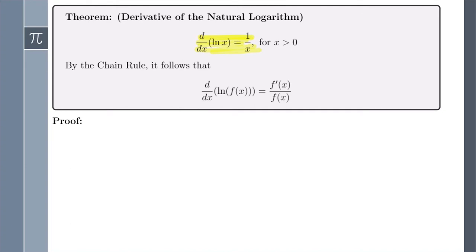Or if there is a composition of natural log of x and another function f of x. So if we have this composition function, then the derivative is f prime of x over f of x. If you look over here, the derivative of natural log of something is 1 over whatever that function is. And then using chain rule, the derivative of f of x is f prime of x, and that gives us f prime of x over f of x.